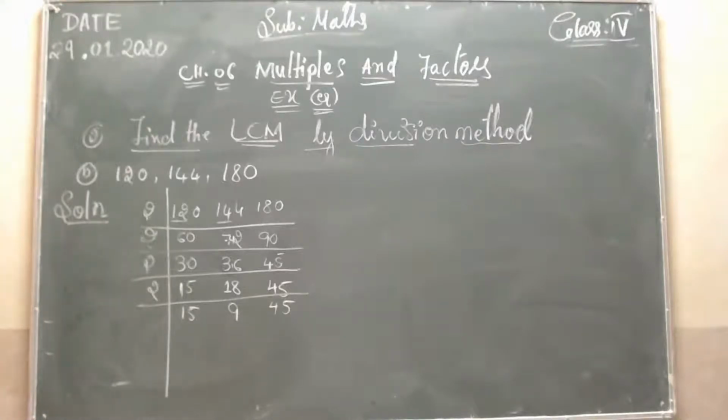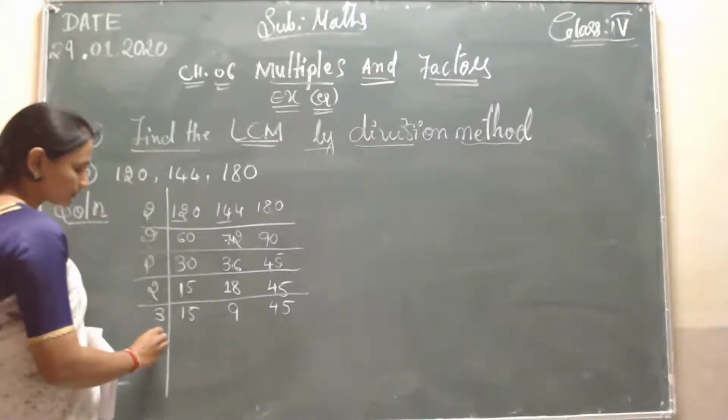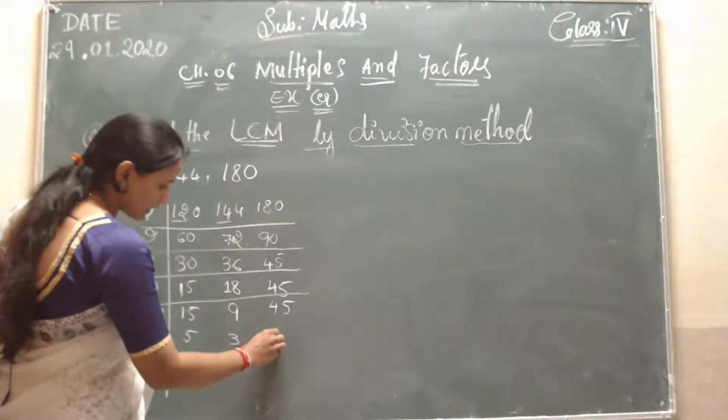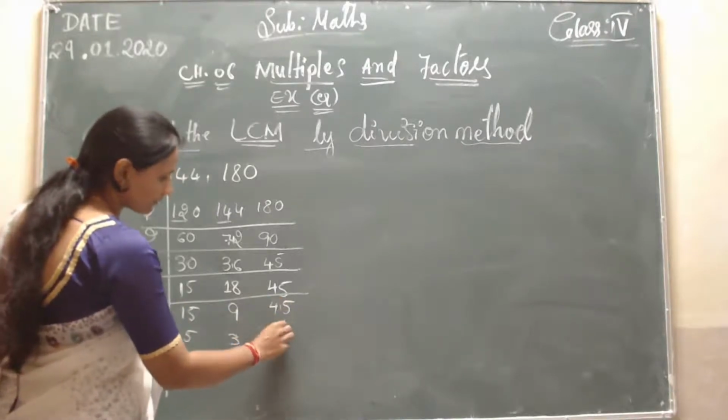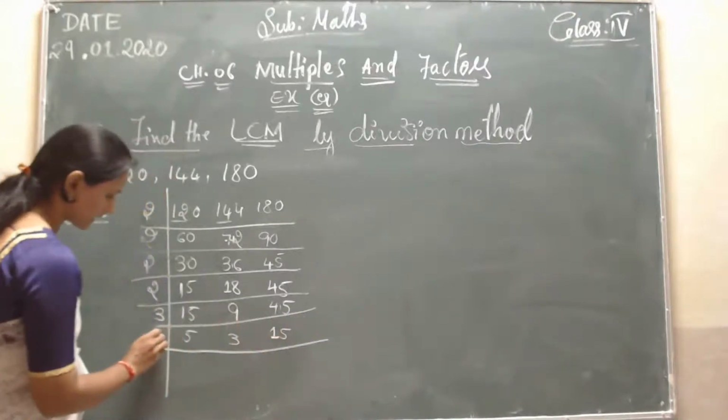So see now the 15 and 45. This is a divide of that is 3. So you have to take the next number, that is 3. So 3 5s are 15. 3 3s are 9. 3 1s are 3. 1 comes to here. 3 5s are 15. So remaining, so next you have to divide again by 3.